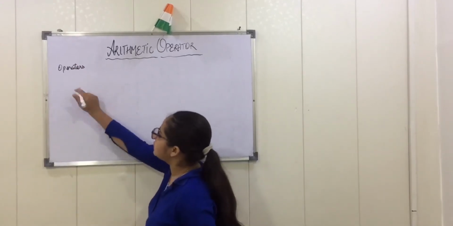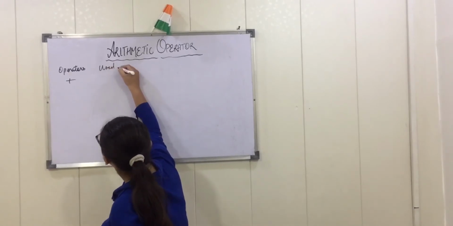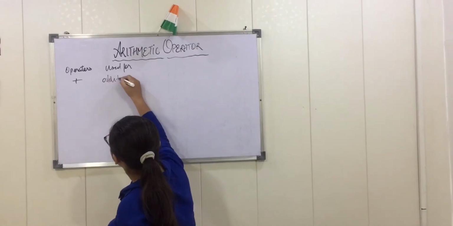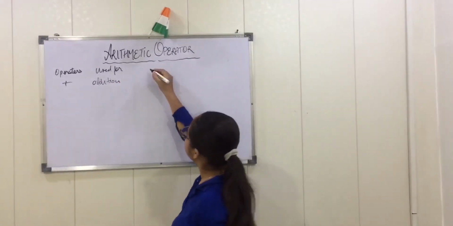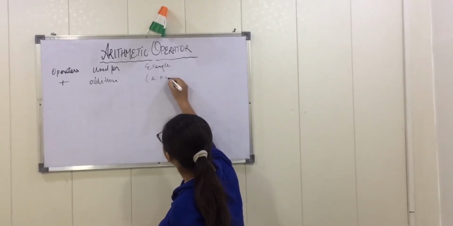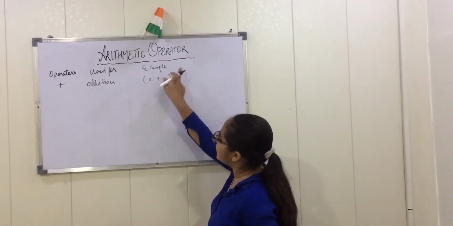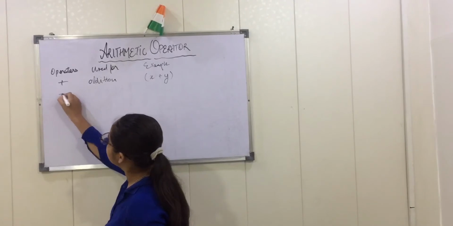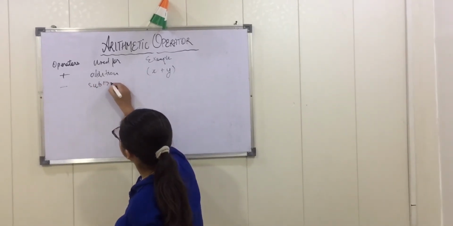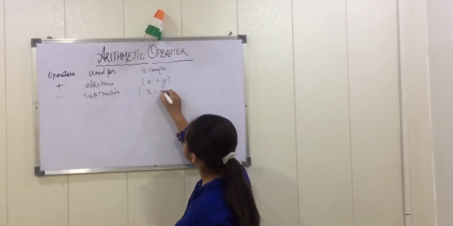The first operator is the plus symbol, used for addition, for example x plus y using the variables. This is the operator used in arithmetic operators. The next one is called subtraction, for example x minus y.